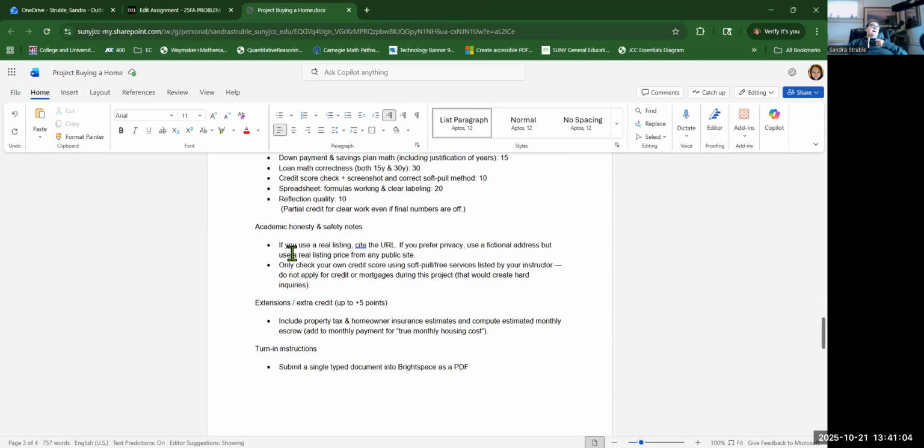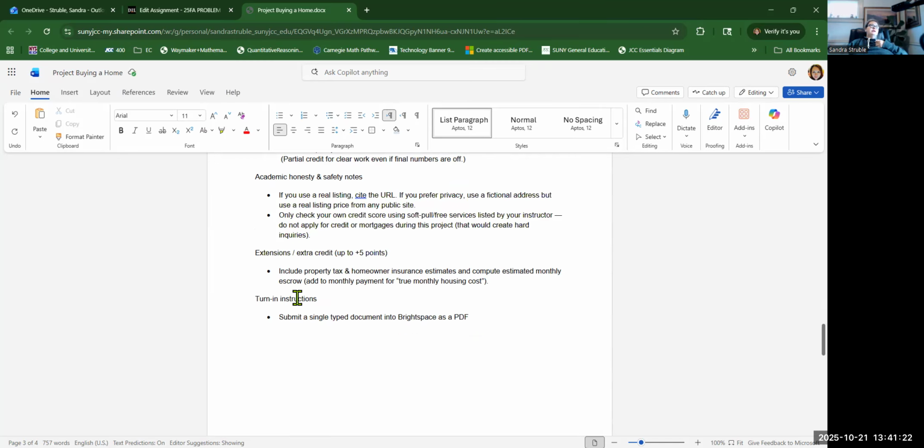Okay. If you use a real listing, please cite the URL. If you prefer privacy, use a fictional address, but use a real listing. You could go on Zillow, you can go on realtor.com. There are so many great places. If you want to choose a different location other than Jamestown, I would expect that. If you want to stay in Jamestown, fantastic.